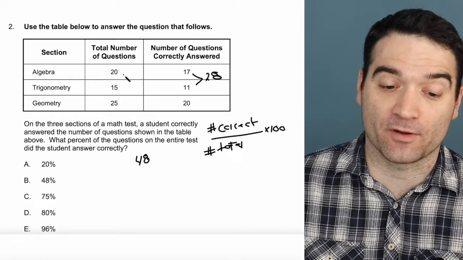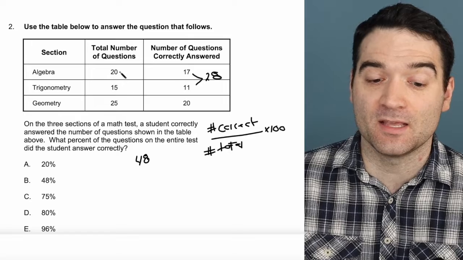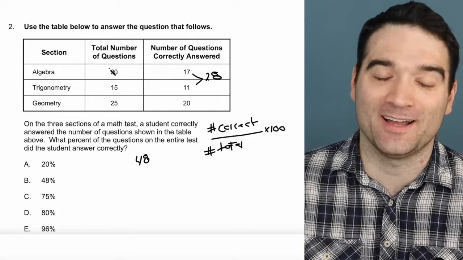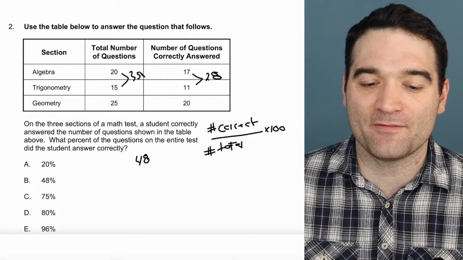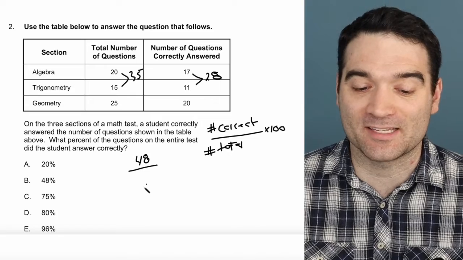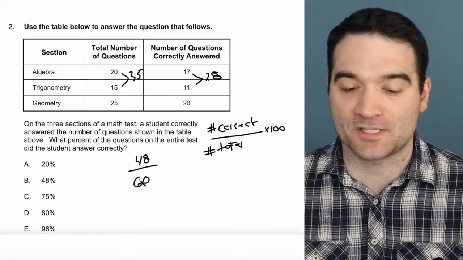And how many questions were there overall? Well, 20 plus 15 is 35, right? 0 and 5, 2 and 1 is 35. And then if I add 35 to 25, I get 60. So what I end up with here is 48 out of 60.